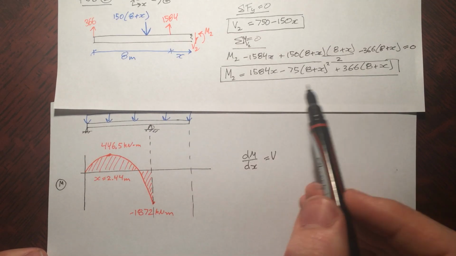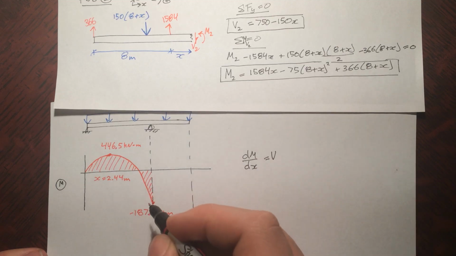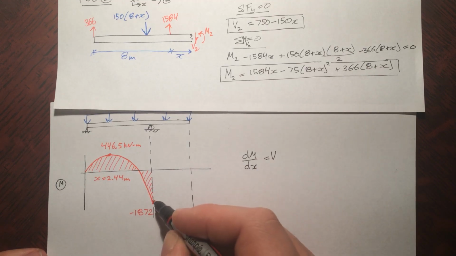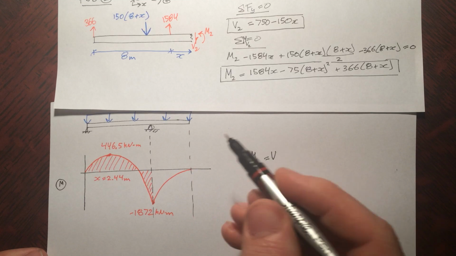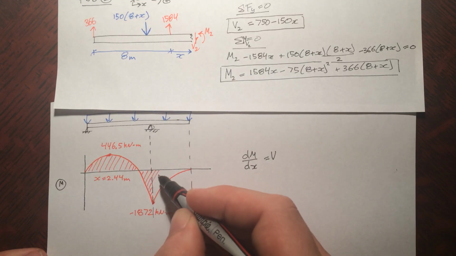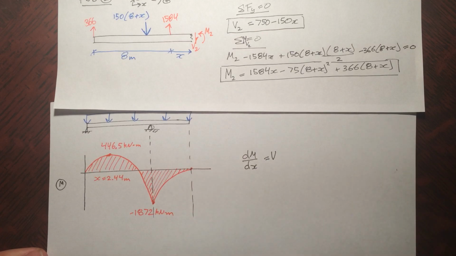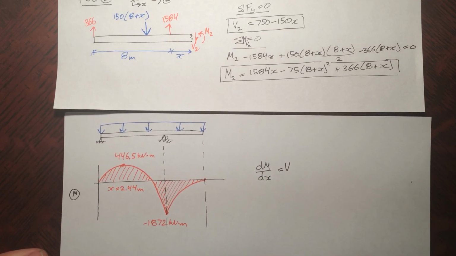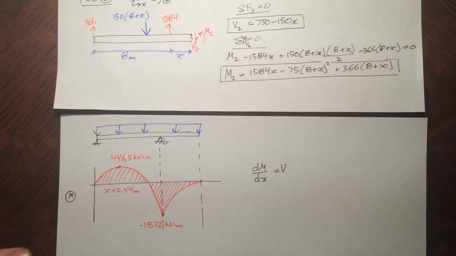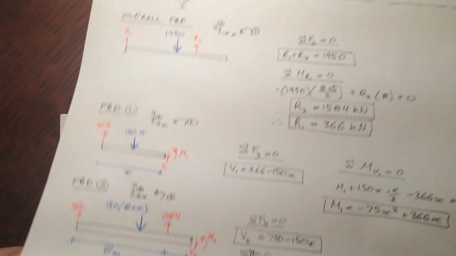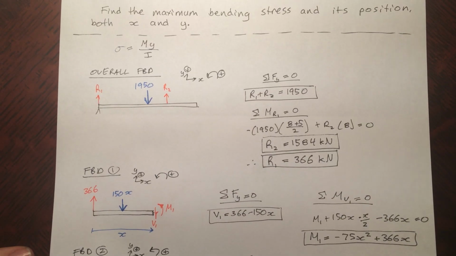And m2, if you solve at x equals 0, you get this number, and then it's going to rise quadratically to 0 as we go on like this. Alright, so there's a bending moment diagram. Alright, it looks pretty cool. So, the next step then is to find the moment of inertia.